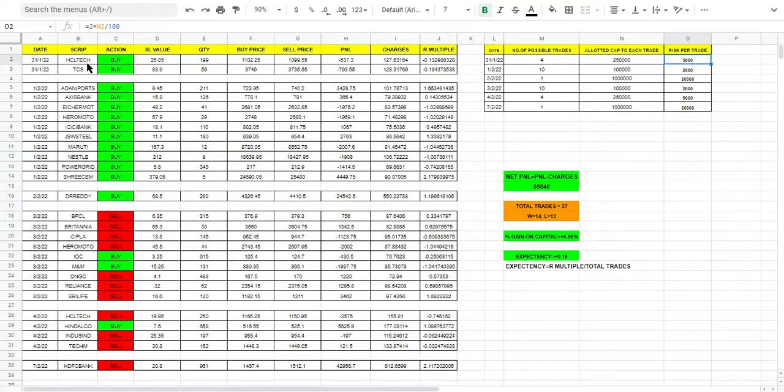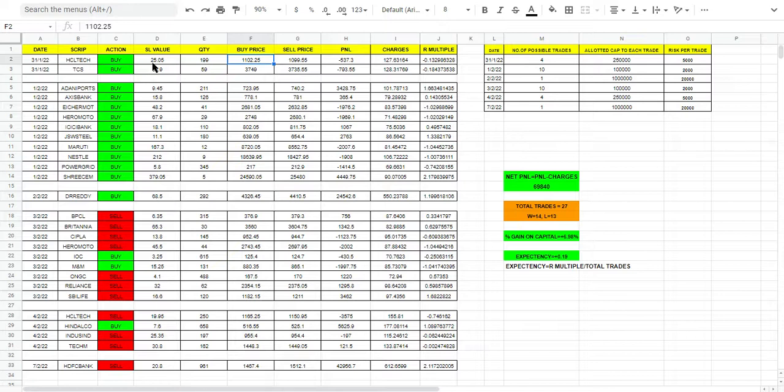HCL Technology and TCS both were showing you the buy trigger that day. Both had broken out their highs, and the stop loss value is nothing but the entry price and the initial trigger. In HCL Technology, the entry price was 1102.25 and the exit trigger was 25 rupees 5 paisa below the buy price. But you have to close the trade at 3:15 or at stop loss. This is the important rule you need to follow.